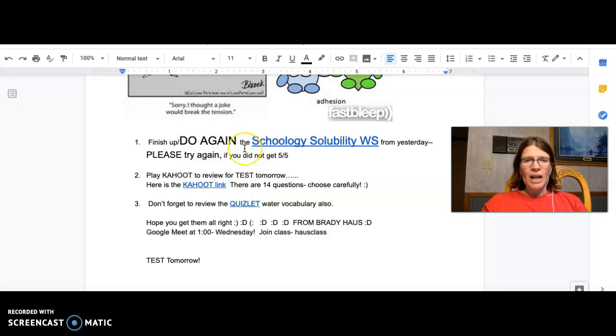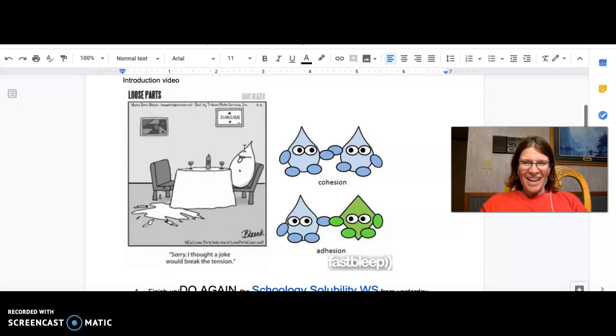Okay. Oh, here's the jokes for today. Okay, water. Here's the 2 water droplets. We're having dinner, and this one said to the other one, "Sorry, I thought a joke would break the tension." Think about what it does with the water, with the surface tension of the drop.